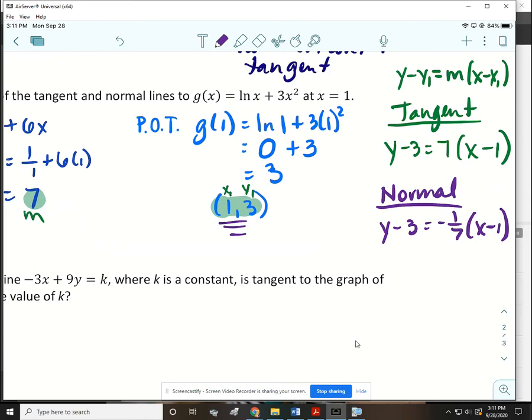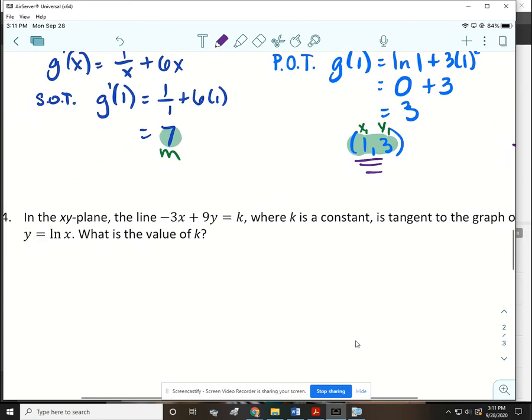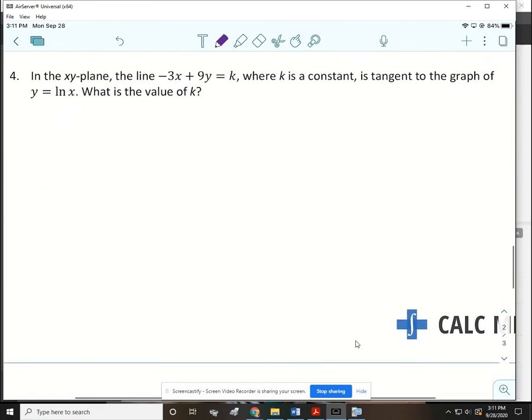All right, now number 4 is kind of tricky. In the xy plane, the line negative 3x plus 9y equals k, where k is a constant, is tangent to the graph of the natural log of x. We want to figure out what k equals. So to figure out what k equals, we are going to need to know the slope of this line.